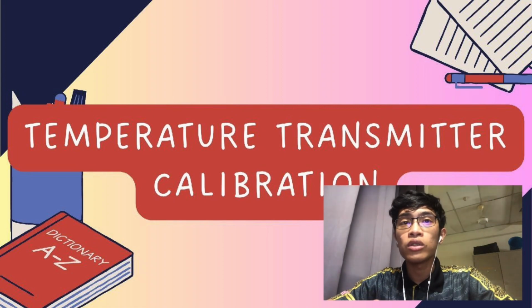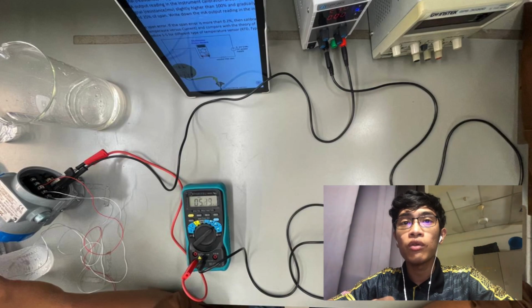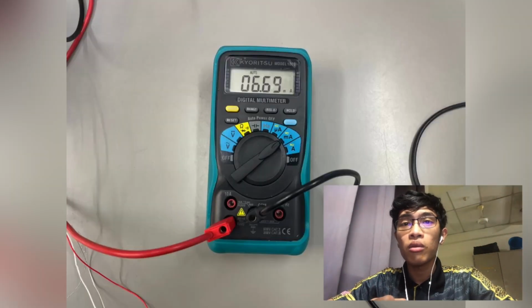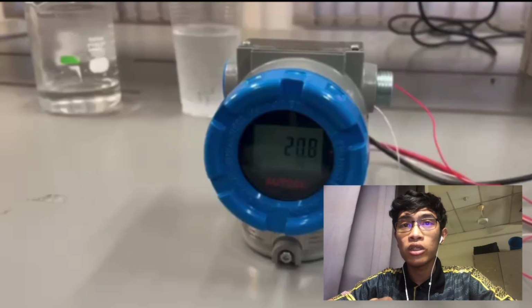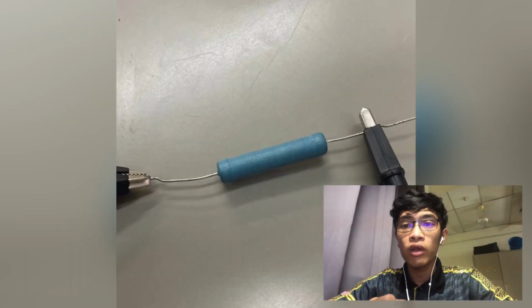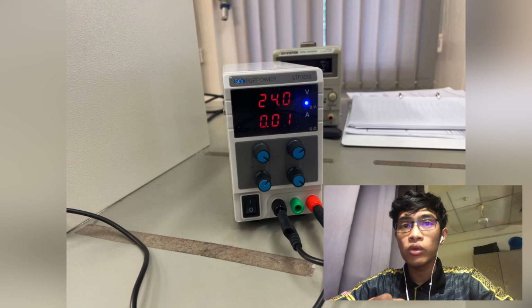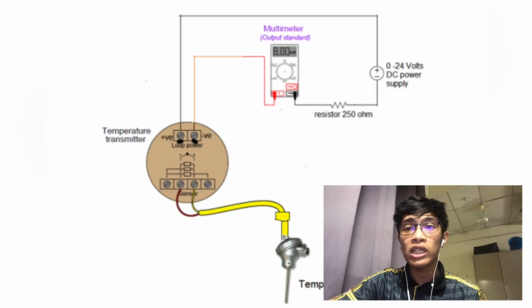Next, I will continue with the equipment. Here we have 5 important pieces of equipment, which are the temperature sensor, multimeter, temperature transmitter, 250 ohm resistor, and the last one is the DC power source, which we will set at 24 volts. So we will go to the last part of my presentation, which is the procedure.